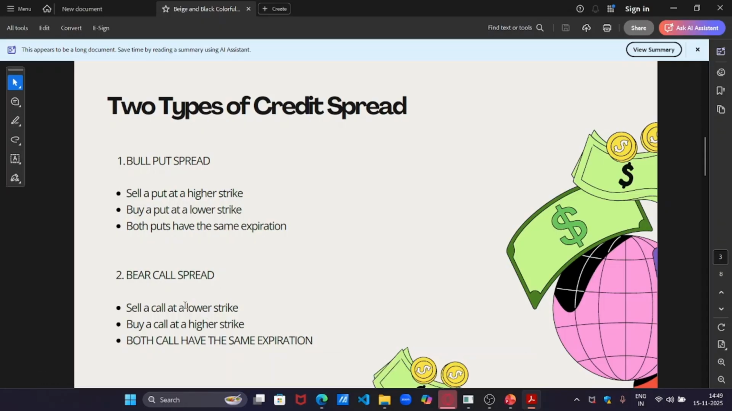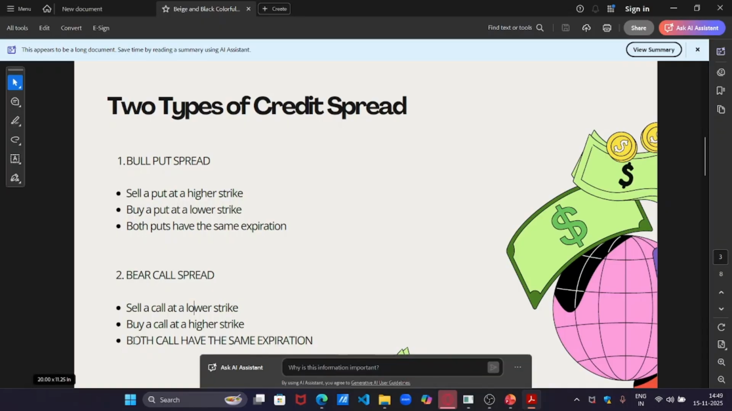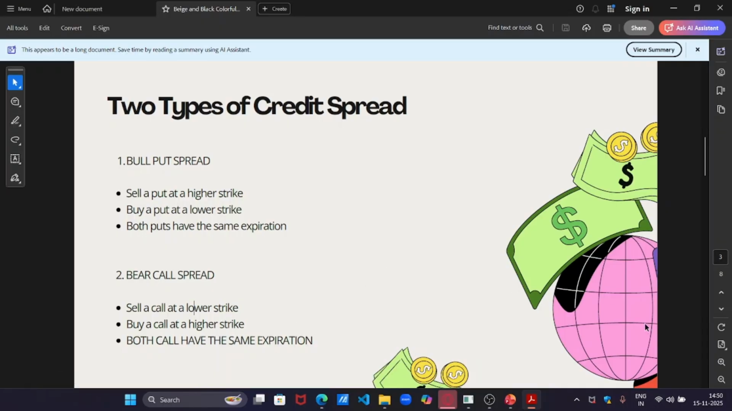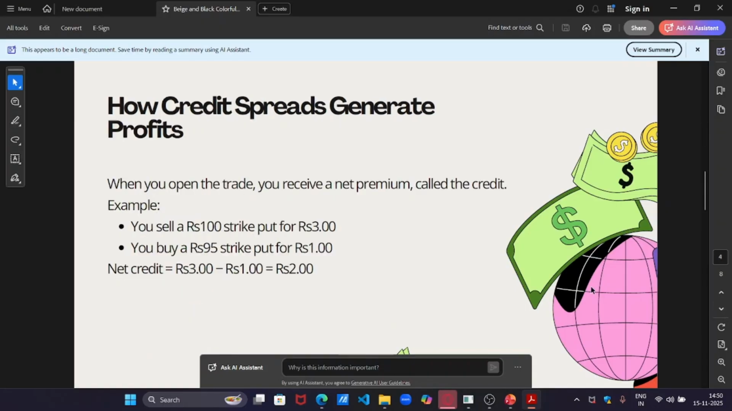So this is the strike price, but at the end, you sell a call at a higher premium and buy a call at a lower premium, and both calls have the same expiration. So overall, you will receive the premium. That's why it's a credit spread.